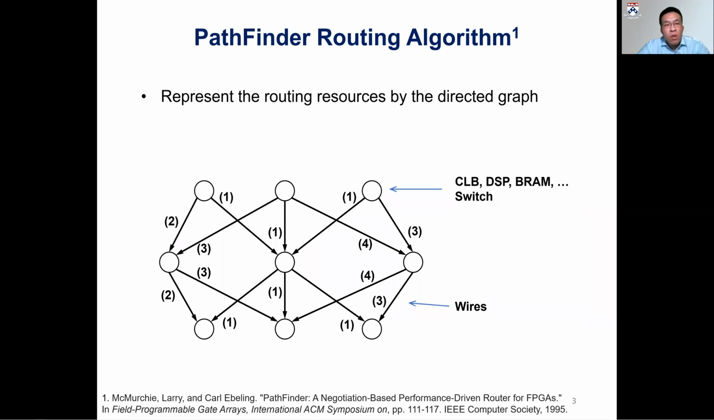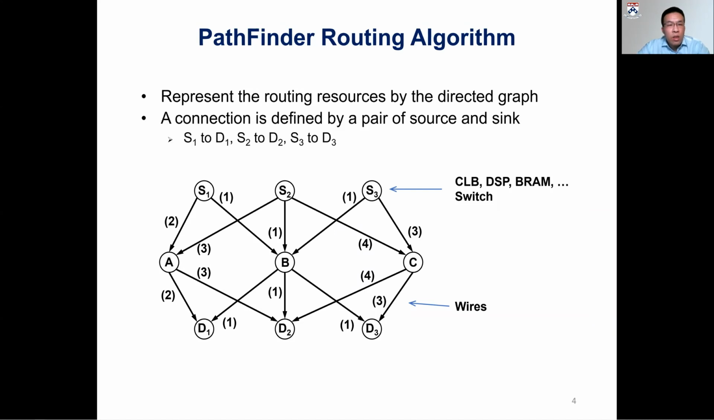PathFinder is one of the most popular algorithms used for the routing process. In this algorithm, the routing resources are represented by a directed graph. In this directed graph, each node represents a programmable unit in the FPGA device, such as the CLB, and each edge represents a wire with a routing latency.